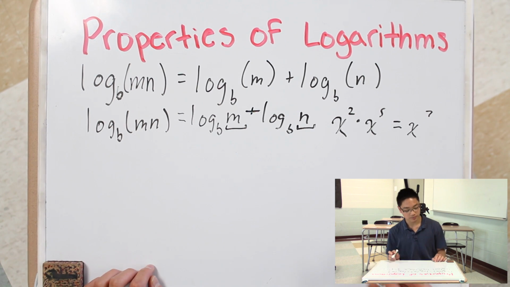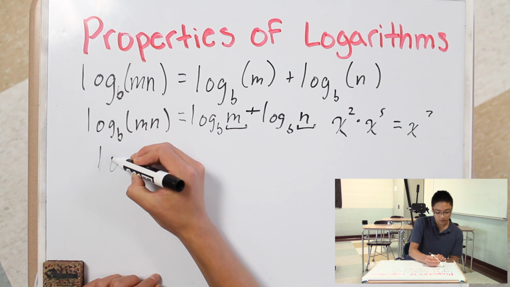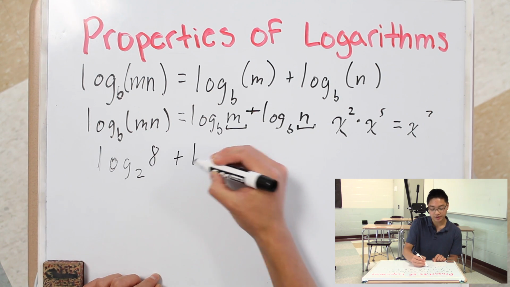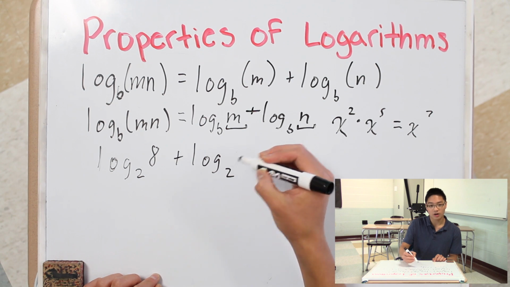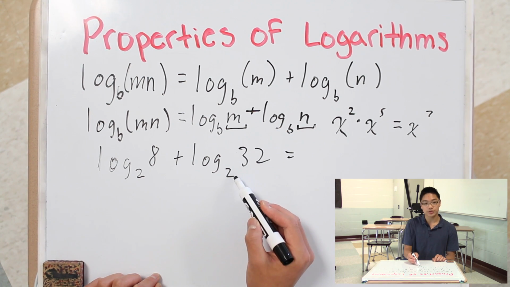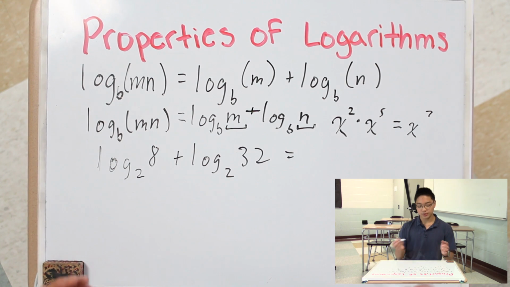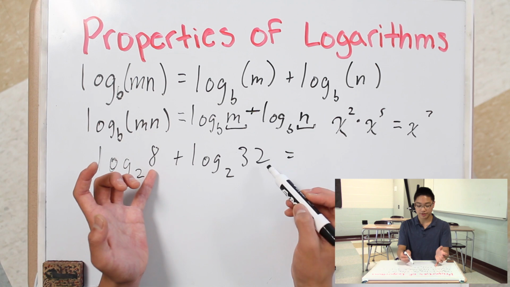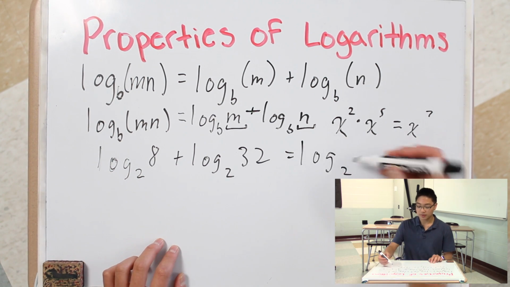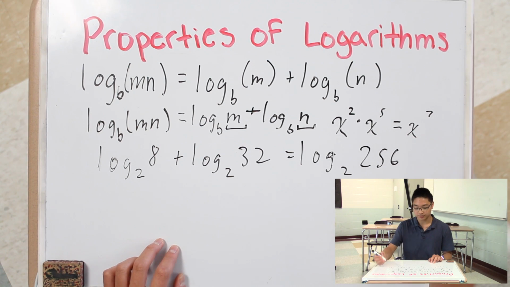Okay, let me give an example. Let's start with the right side this time. Log base 2 of 8 plus log base 2 of 32. We see that they're like bases of 2. There are different arguments, 8 and 32, and there's addition. So what do we do? We multiply the arguments, 8 and 32. So we keep the base 2, and we get log base 2 of 8 times 32, which is 256.